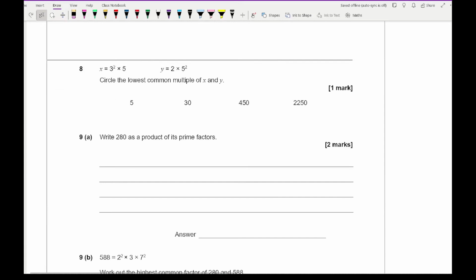Then moving on to question 8, it says x equals 3 squared times 5 and y equals 2 times 5 squared. Circle the lowest common multiple of x and y. Now, again, there are several ways in which you can do this, but the one that comes to mind quickly is just to actually work out what these numbers are. So this is 9 times 5, which is 45, and this is 2 times 25, which is 50. So what I'm looking for is the lowest common multiple of 45 and 50.